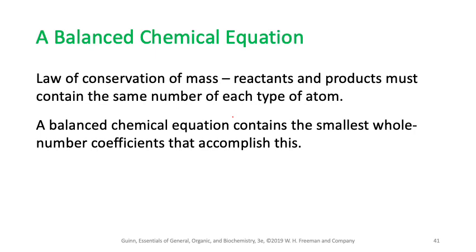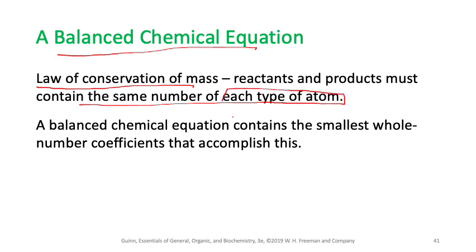So now we'll talk about the balanced chemical equation. Whenever you write a chemical reaction in the form of a chemical equation, make sure you always follow the law of conservation of mass. That means reactant and product must contain the same number of each type of atom, and we know atoms have some mass. So if you have the same number of atoms on each side of the chemical equation, you have the same kind of mass, right?